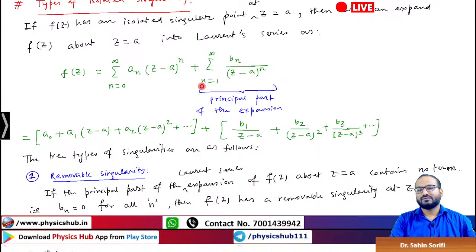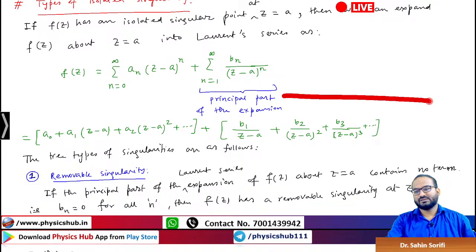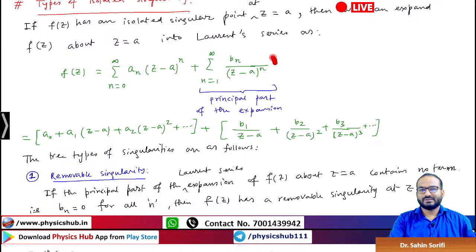Now it may happen that only the first 3-4 terms survive, let's say n equals 1, 2, 3, 4, up to this survives, and the remaining terms, 4 to infinity, are 0. So in that case, that is called a non-essential singularity or pole.